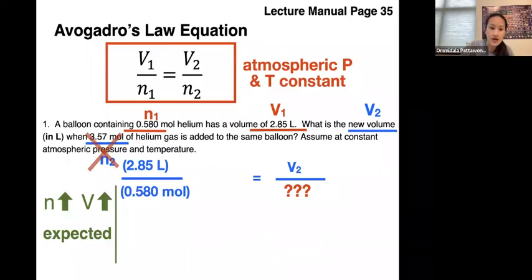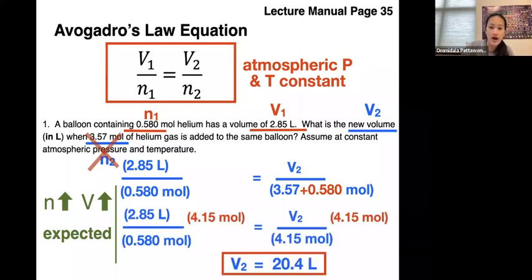So in this case, the actual number of moles for the final volume should come from the original moles added by 3.57, because that's the amount that you add to the original number of moles. If you do that, you are going to get V2 equal to 20.4 liters. So this is the correct answer. Again, whenever you are dealing with a problem involving Avogadro's law, make sure that you read the problem carefully, whether it is the amount added, the amount that escaped, or the total amount already. Okay, so you need to be careful with that.